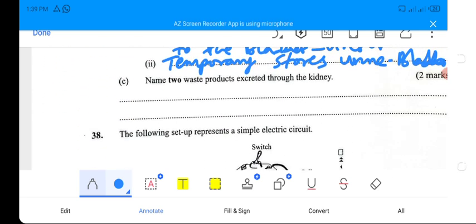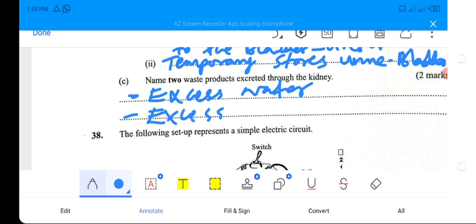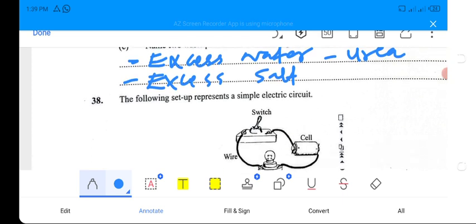Name two waste products excreted by the kidney. So the kidney helps to remove excess water, excess salt, or you can write urea. Of course, we have others like ammonia, medicines. All of them can be excreted through the kidney.